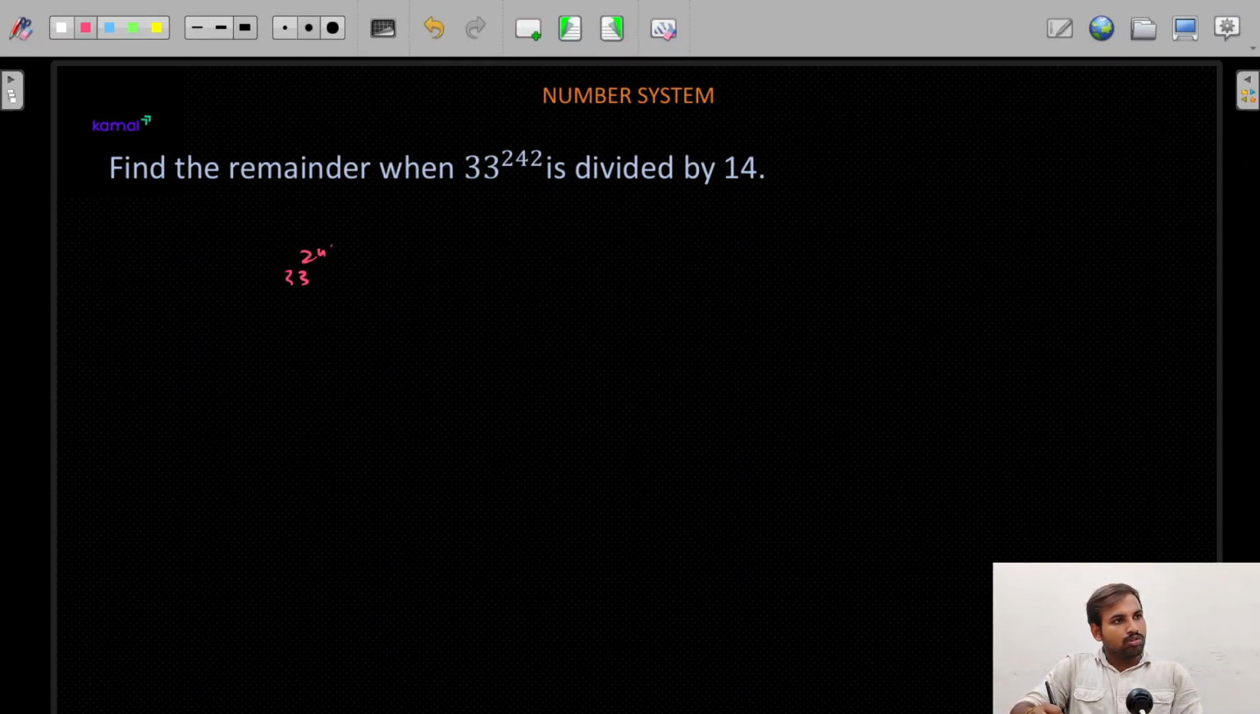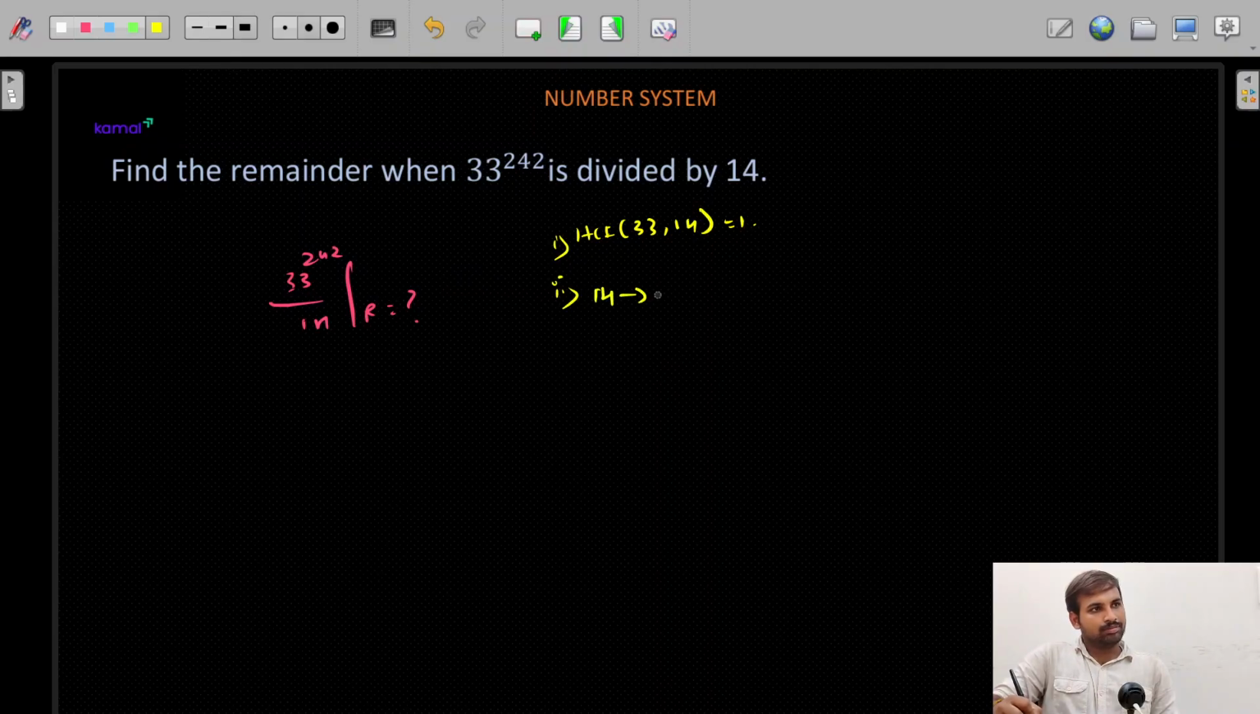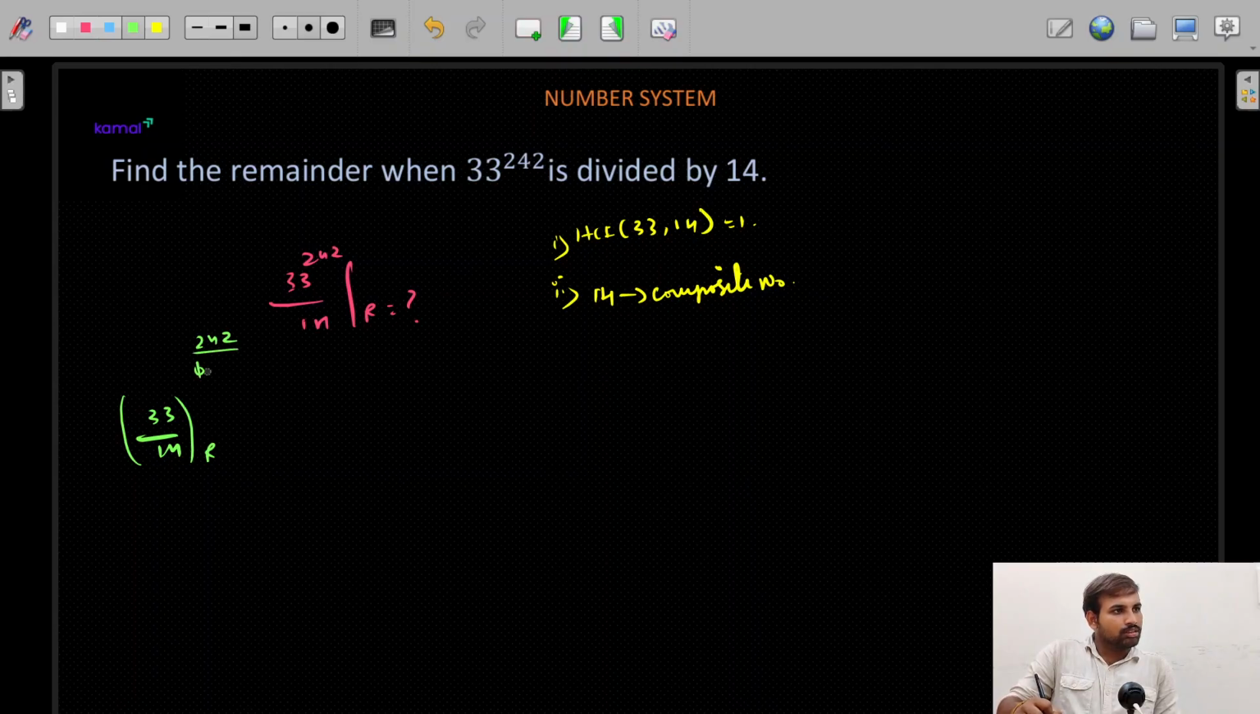So 33 power 242. If I divide this number by 14, what is my remainder? I have to find my remainder. So I can say the highest common factor of 33 and 14 is just one. First thing. Second thing is 14 is a composite number, which means I can write 33 by 14 to find my remainder and 242 by Euler-Totient number of 14 to find my remainder. Okay, these are the two things I have to do individually.